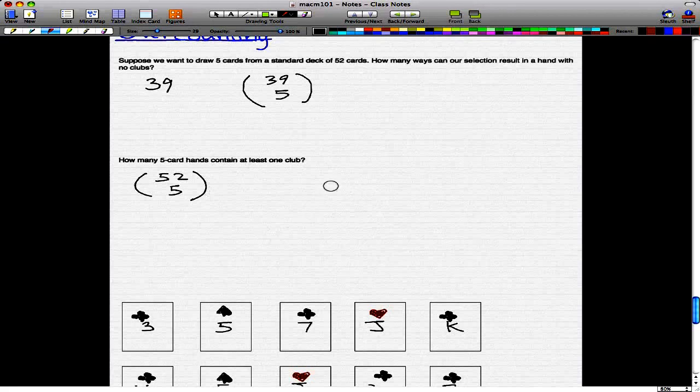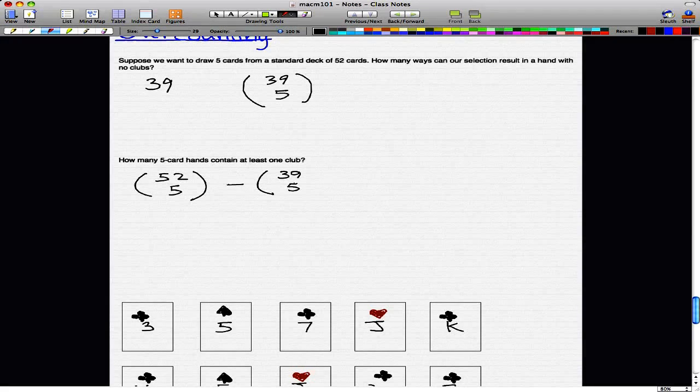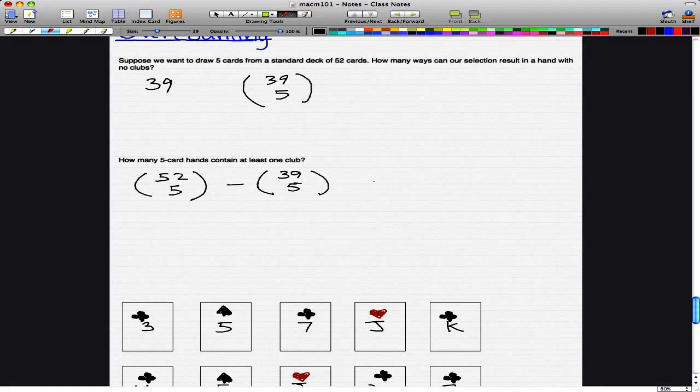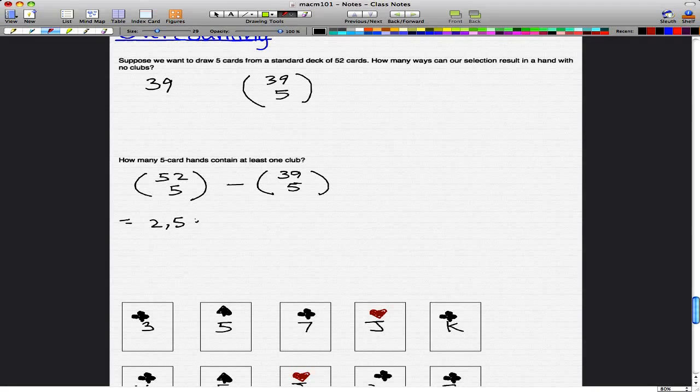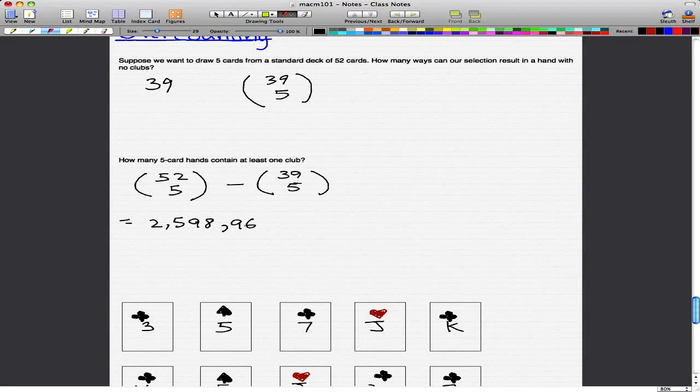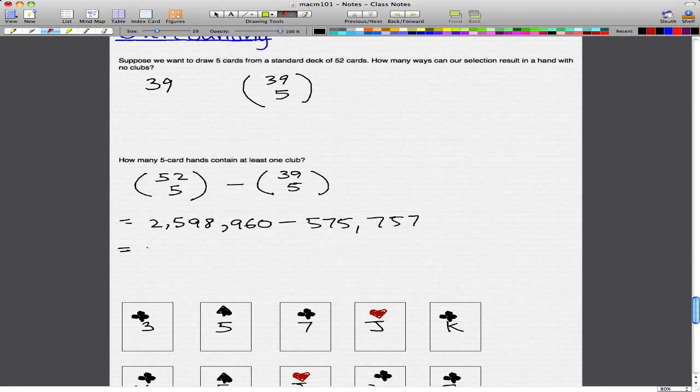So all the possibilities, minus the possibilities of all the hands that have no clubs, which is 39 choose 5. 52 choose 5 is 2,598,960, minus 575,757, and this will give us around 2 million ways to make a 5 card hand with at least one club.